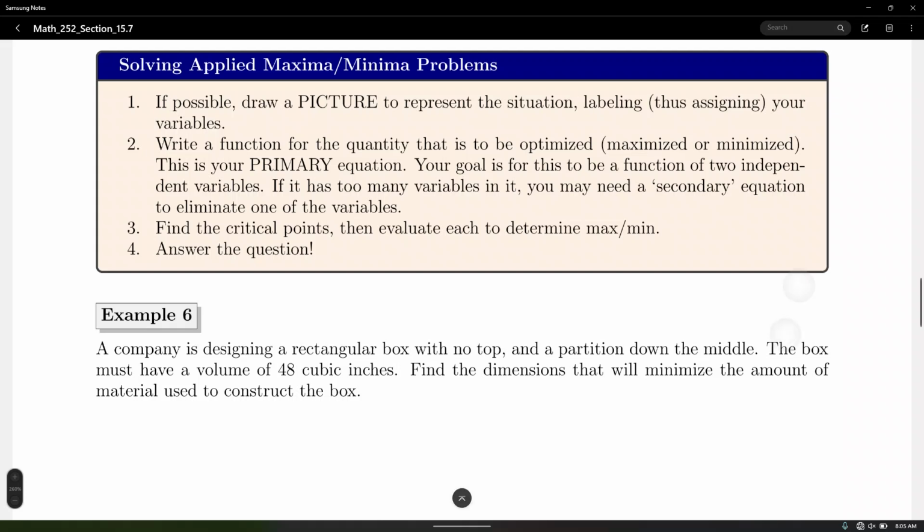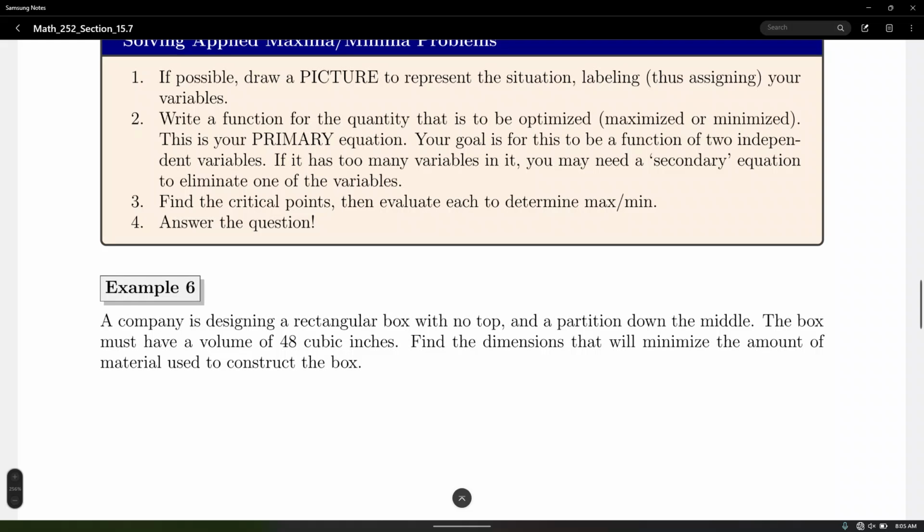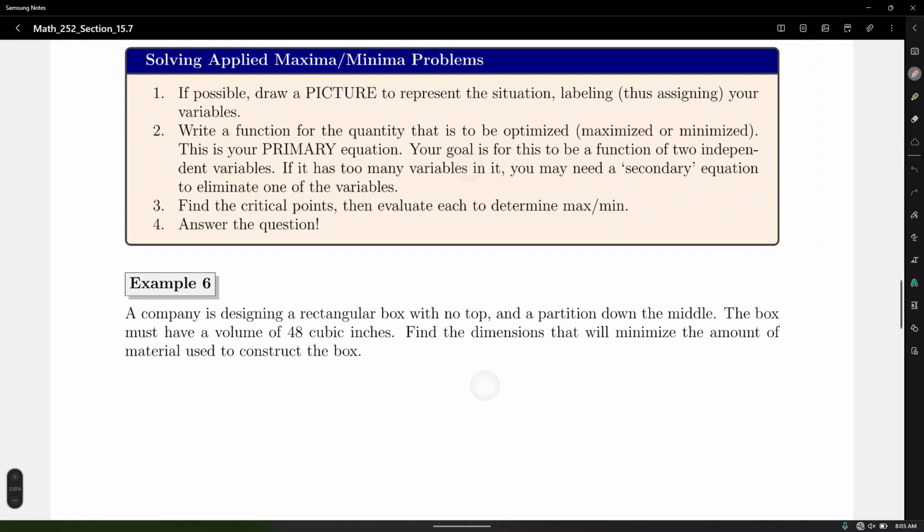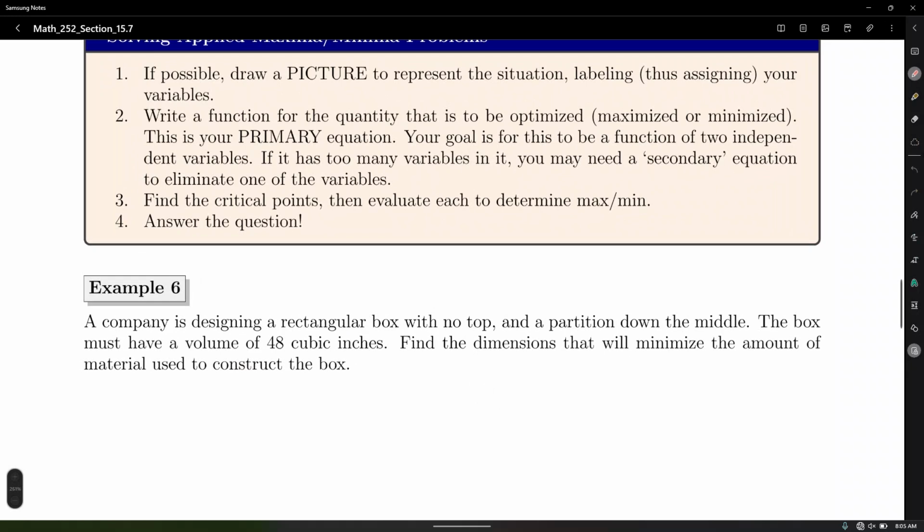It's going to be the same thing here, except that we will start with a function of three variables. We're going to use our secondary equation to turn that function into a two-variable function. Then find the critical points and evaluate each to determine max and min. The rest of the problem is the same, in the same spirit as the problem from Calc 1 and what we did last time. Okay, let's do one example.